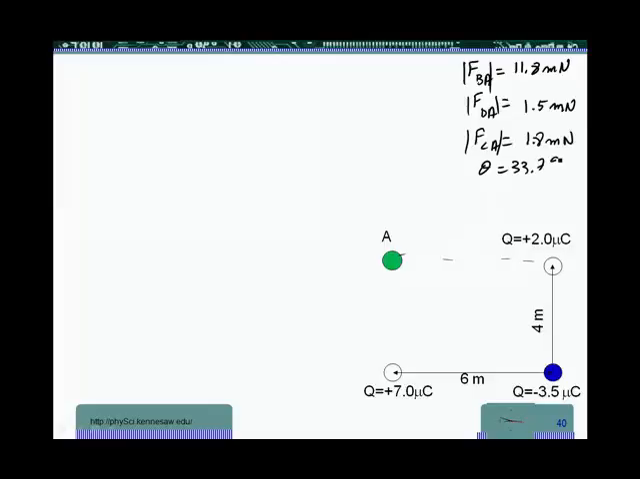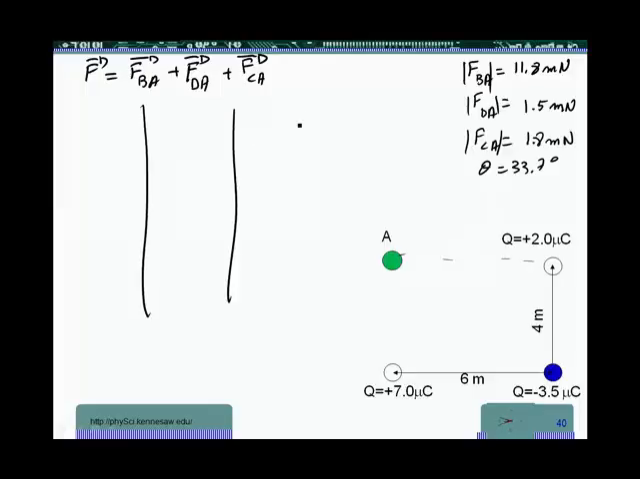Okay, let's add our forces. Remember, our overall force is going to be FBA plus FDA plus FCA. And again, we are going to put them in a table. Let me use more space this time.